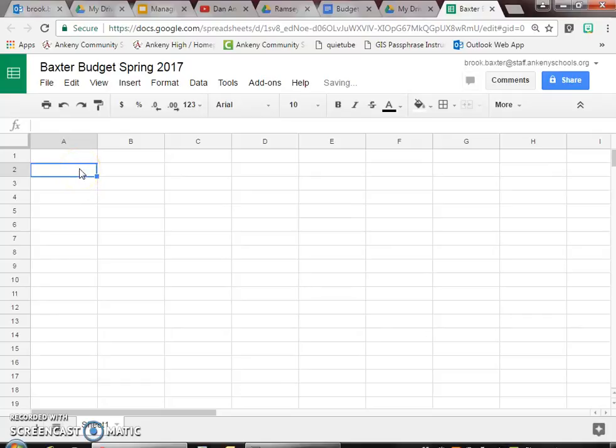The first line is gross pay. The second line is less health insurance. Less 401k. And the next one is adjusted gross pay.